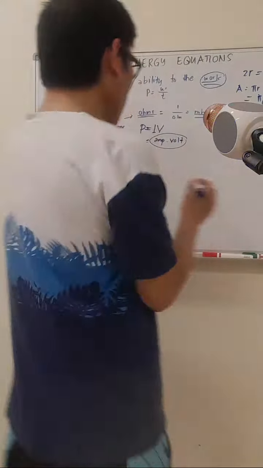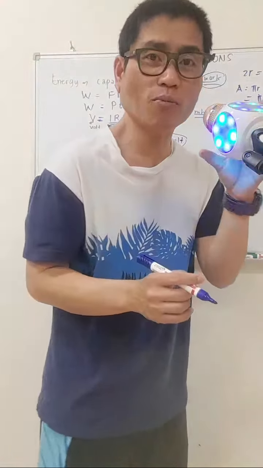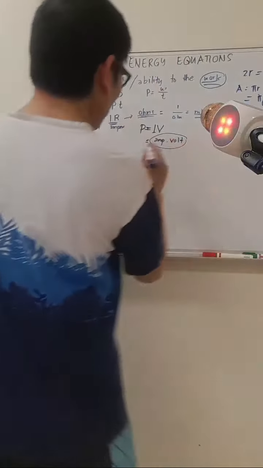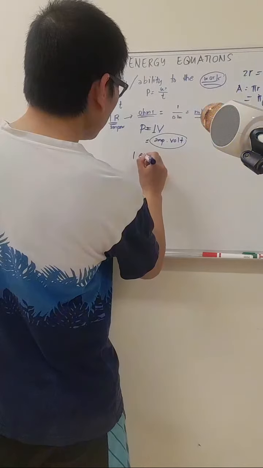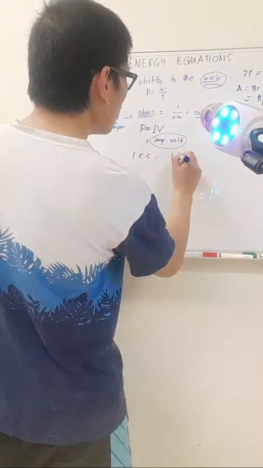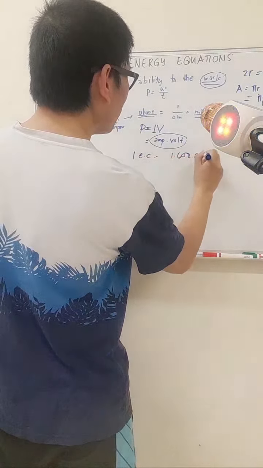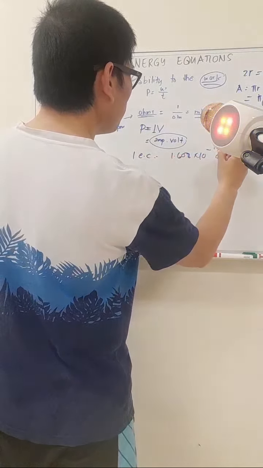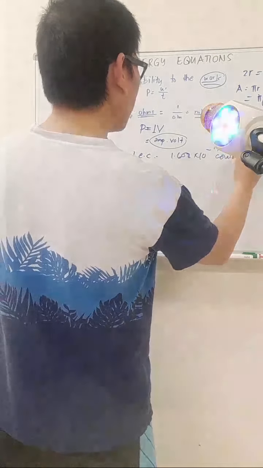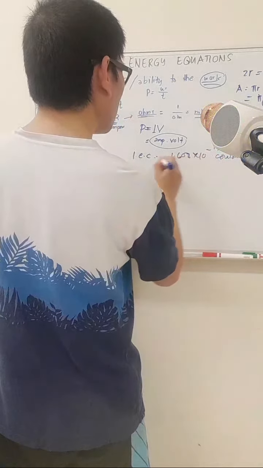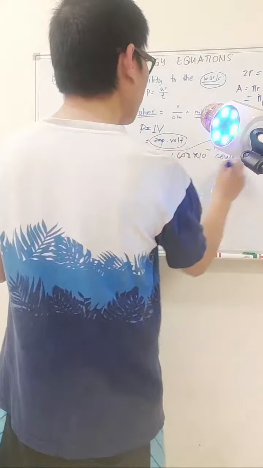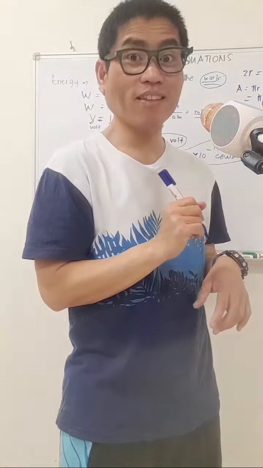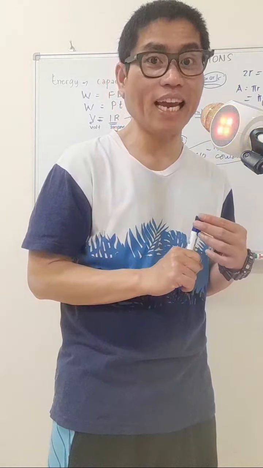My brain cells are still loading. So, 1 electric charge is equal to 1.602 times 10 to the negative 19 Coulomb. This is the electric charge value when we deal with electricity or electrical energy.